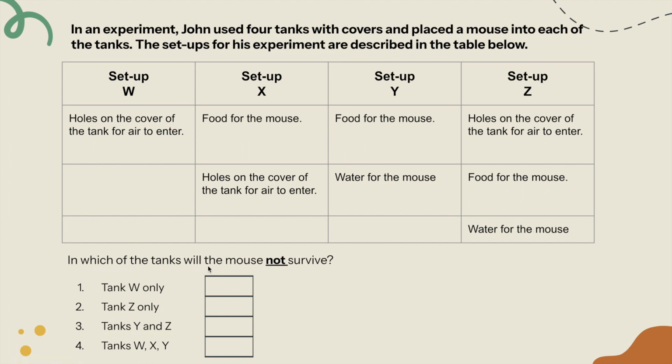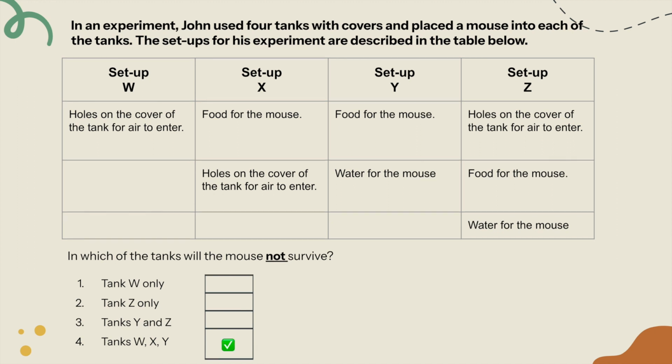In which of the tanks will the mouse not survive? Tank W only, tank Z only, tanks Y and Z, tanks W, X, and Y. Yes, the answer is tanks W, X, and Y. Because a mouse is a living thing as it needs air, food, and water to survive. Without any of these, it will die.